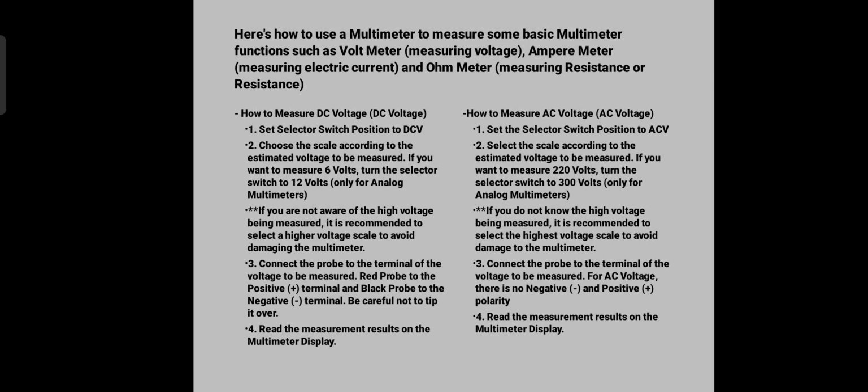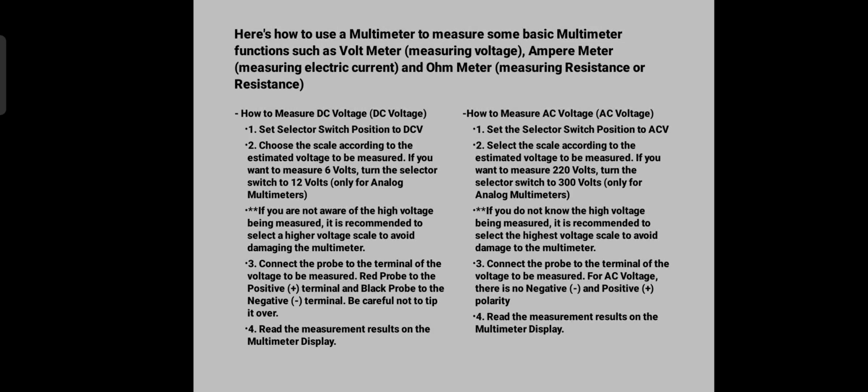1. How to measure DC voltage. 1. Set the selector switch position to DC-V. 2. Choose the scale according to the estimated voltage to be measured. If you want to measure 6 volt, turn the selector switch to 12 volt, for analog multimeters only. If you are not aware of the high voltage being measured, it is recommended to select a higher voltage scale to avoid damaging the multimeter.